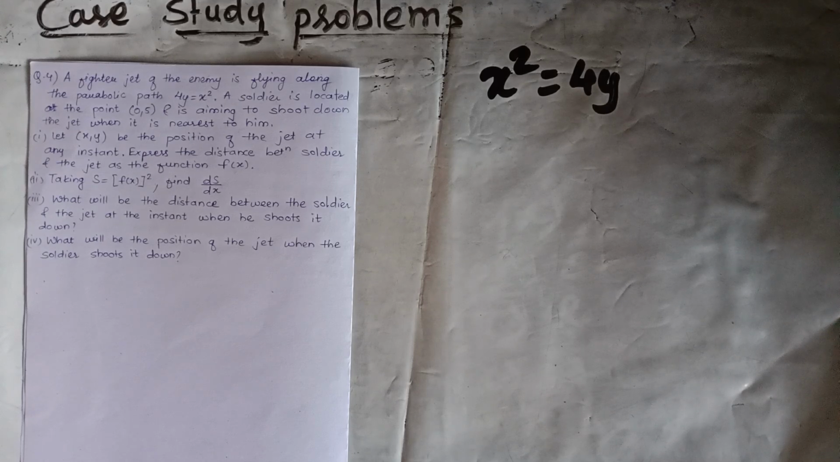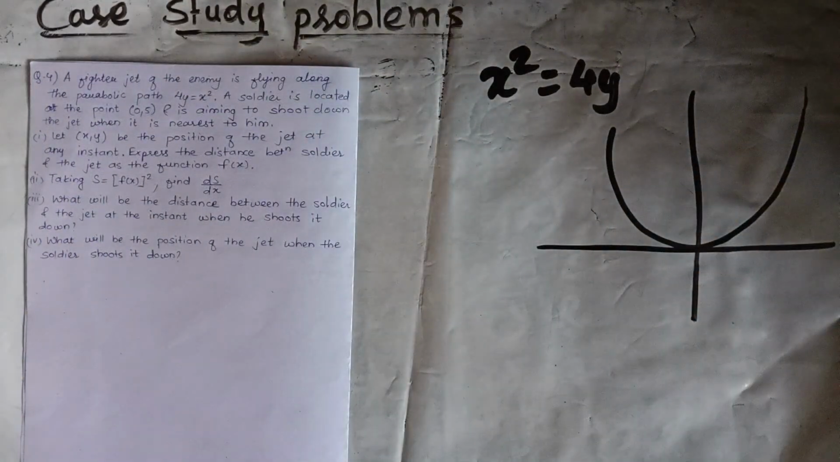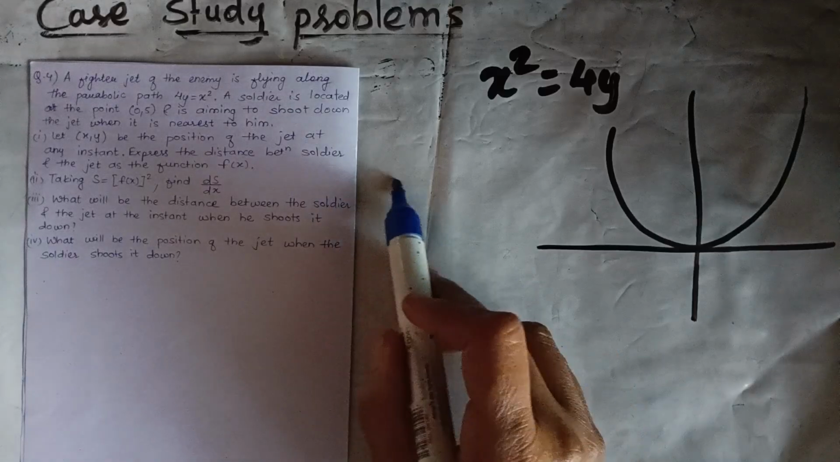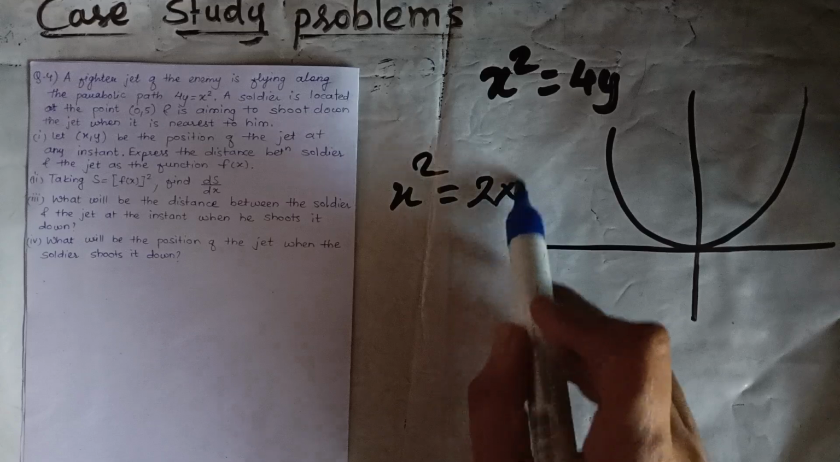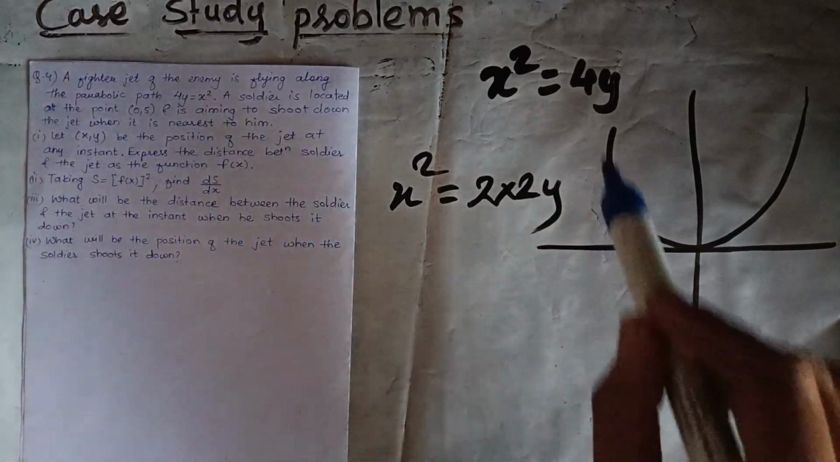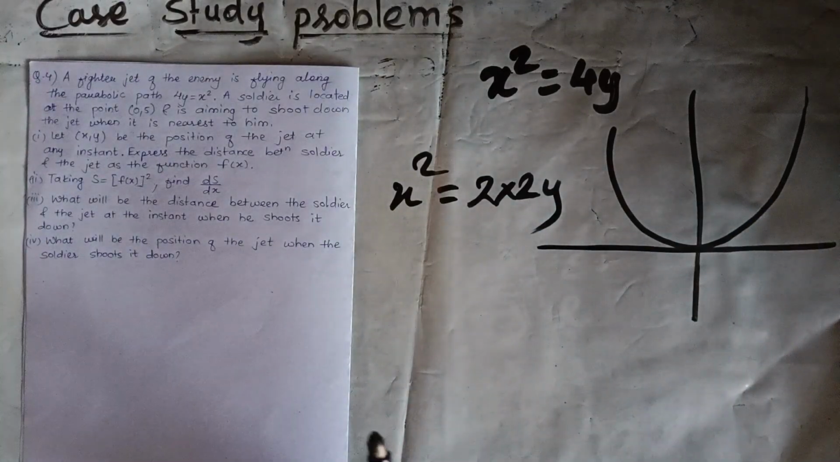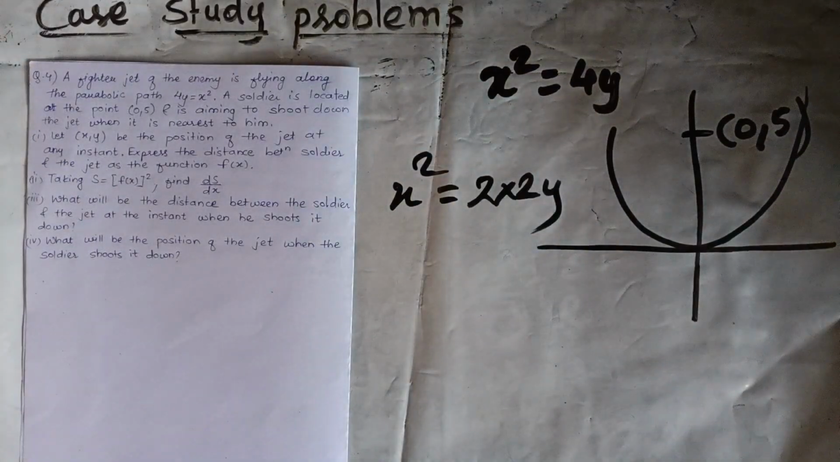Now here they have given a parabola, the equation of a parabola. Looking at the equation, you can say that this is an upward parabola, right? x square equal to 4ay, like this. So the soldier, this is the path which is followed by the jet. The soldier is located at some point 0, 5, aiming to shoot down the jet when it is nearest to him.